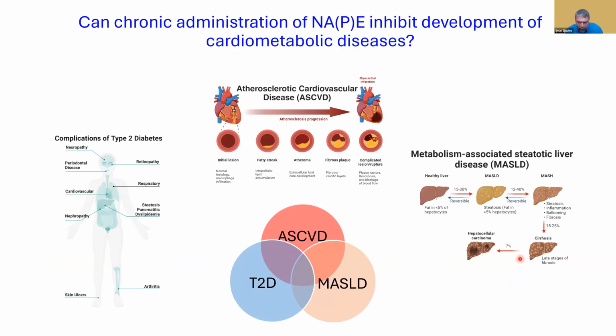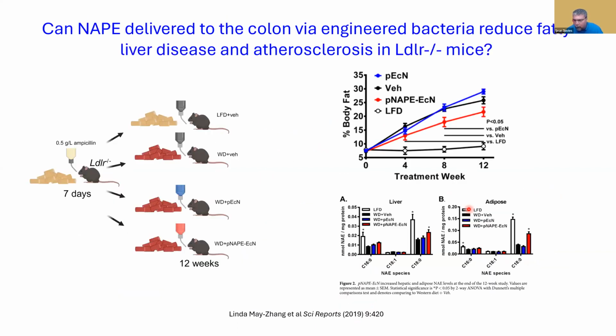That's just a high-fat diet, but that isn't really modeling the more aggressive forms of cardiometabolic disease like atherosclerosis and liver disease. And so we repeated these studies now using LDL receptor knockout mice. And these mice will develop atherosclerotic lesions when they're placed on a Western diet. They don't if they're just kept on a low-fat diet. And so we administered the bacteria for 12 weeks and looked for changes in outcome.